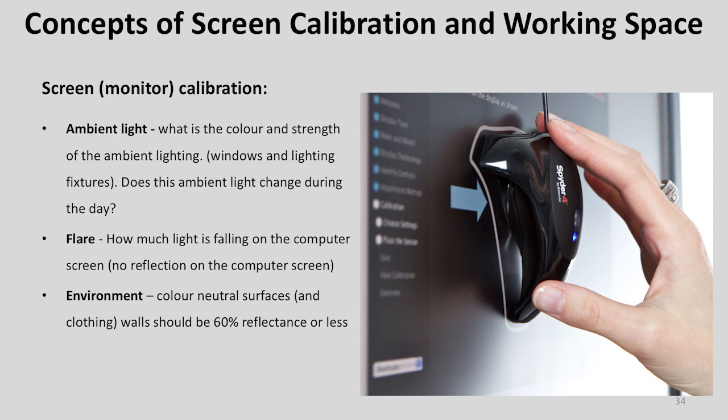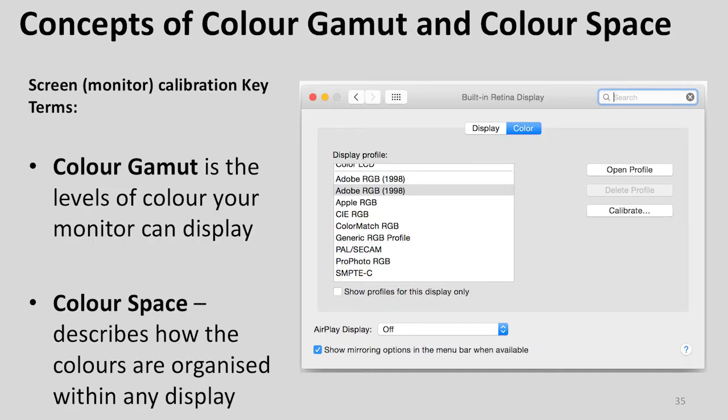Be aware of how color is reflected from surfaces, including clothing, to the screen when editing. The work environment should be color neutral, and if you're serious, you will have a workspace with neutral grey walls with no more than 60% reflectance value. Your clothing should be the same, although as a rule I just wear black when working on my computer and editing. So let's look at some key terms you should know when talking about screen, that is monitor calibration.